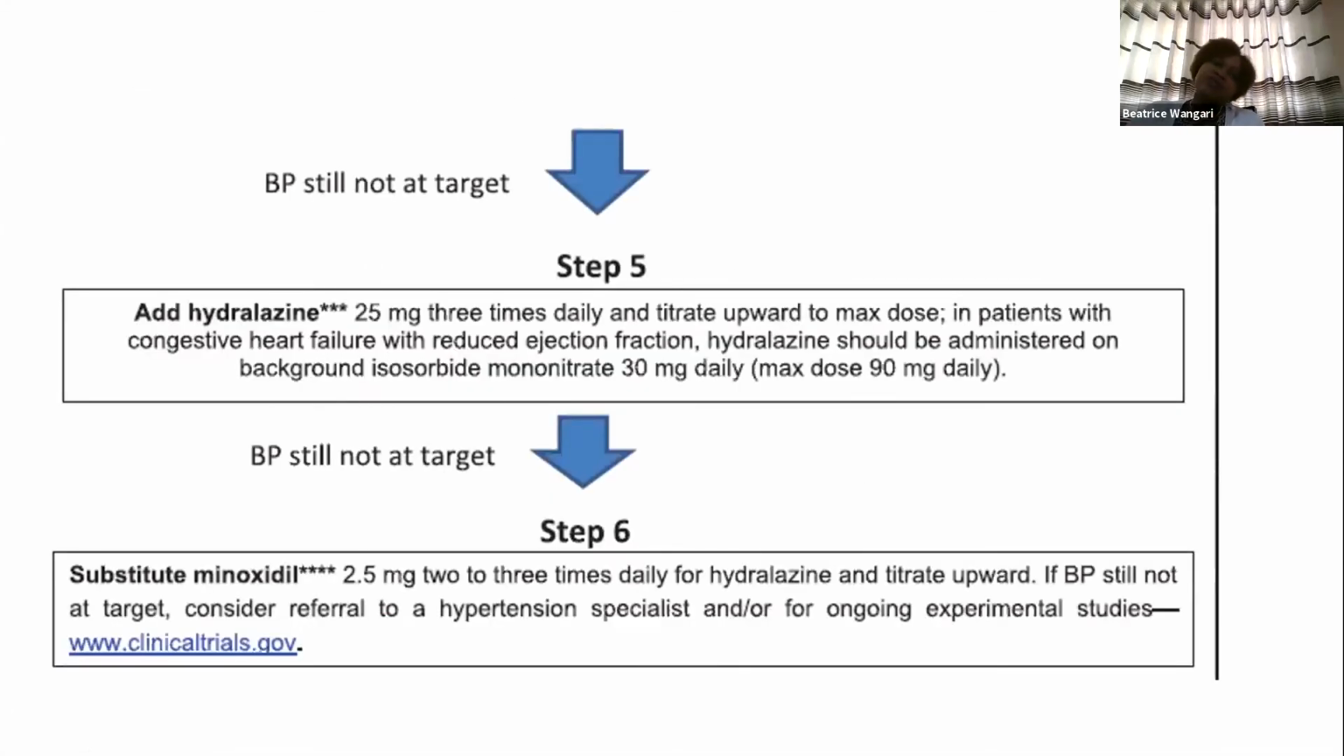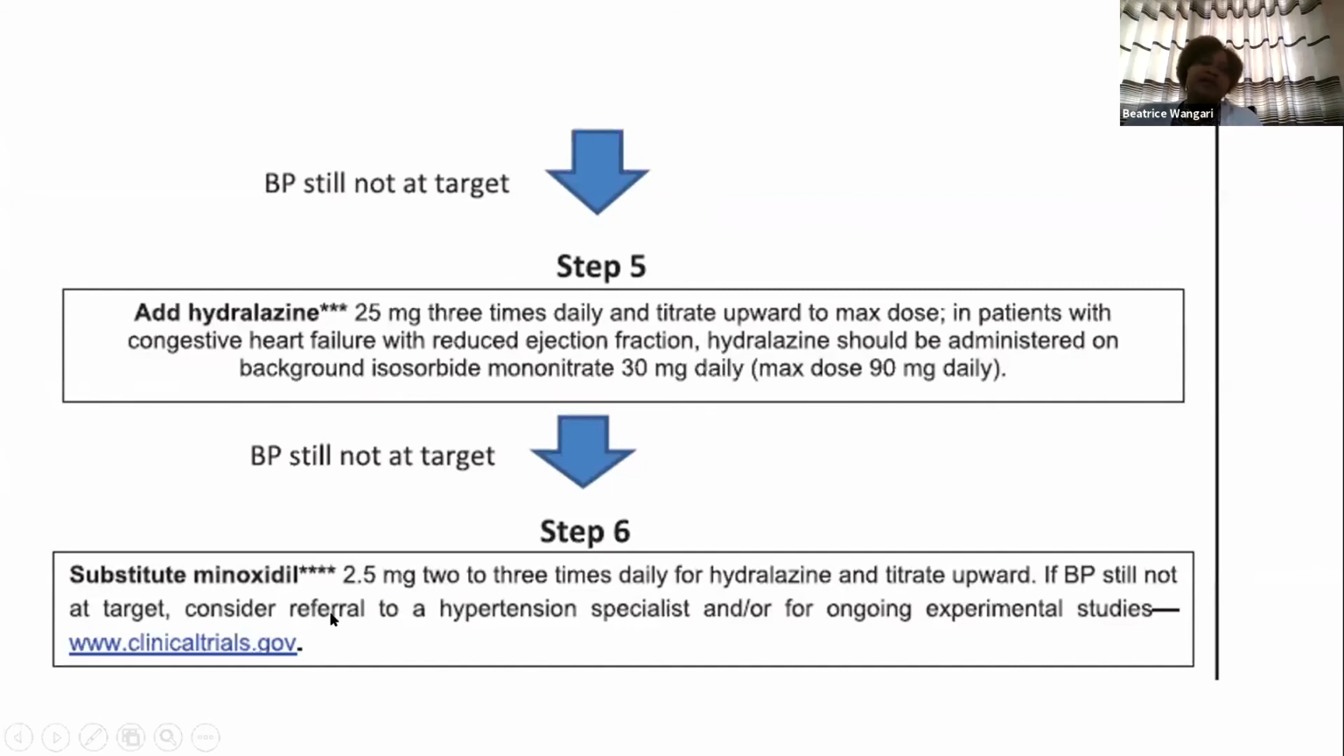If at that point you're at 6 to 7 drugs and the blood pressure is still not controlled, you could add vasodilators like hydralazine. Start at a small dose and build up. And if the patient still has high blood pressures, then you can substitute hydralazine with minoxidil.